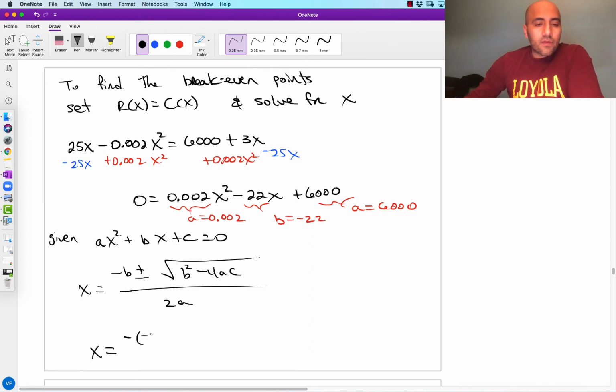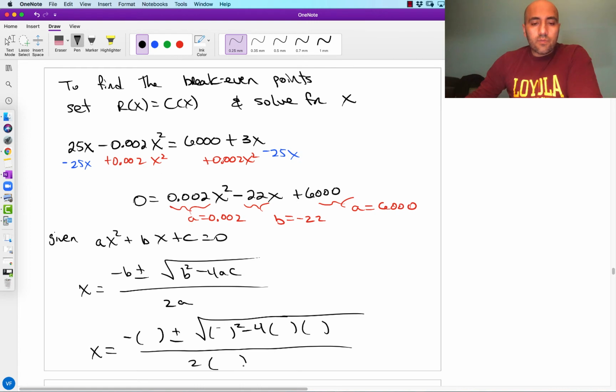So we get negative 22 plus or minus the square root of negative 22 squared minus 4 times blank times blank, all over 2 times blank. The b is negative 22, so that goes there and there. The a is 0.002, and this is 0.002. And finally, the c is 6,000, so 6,000 goes in there.